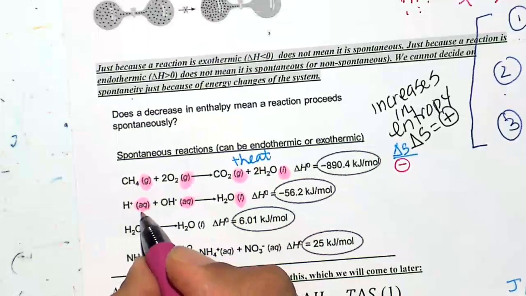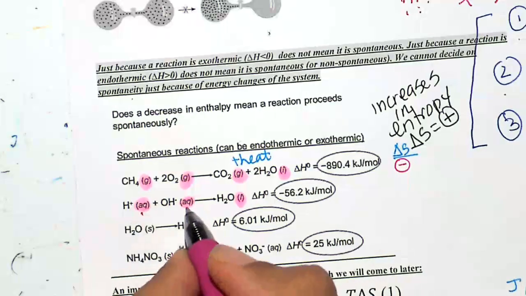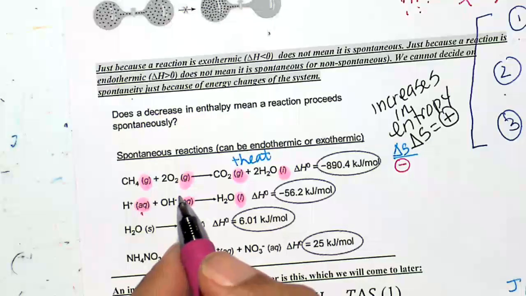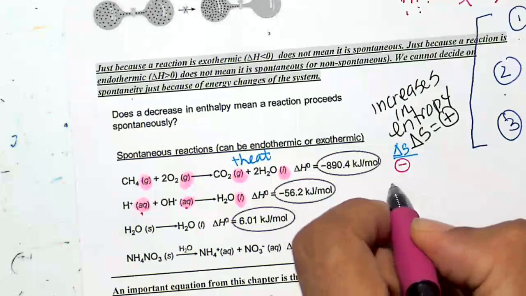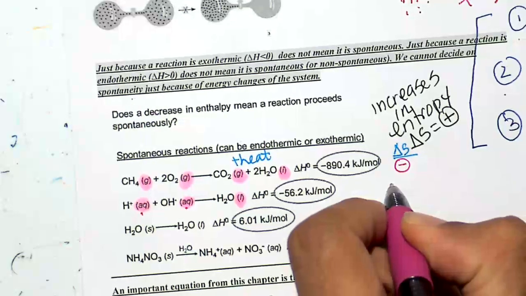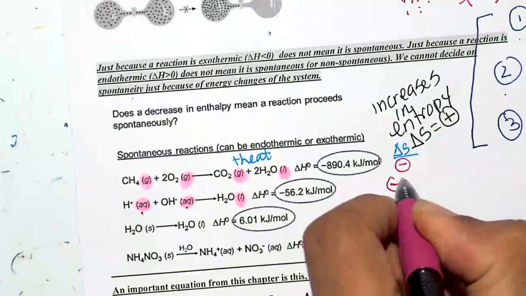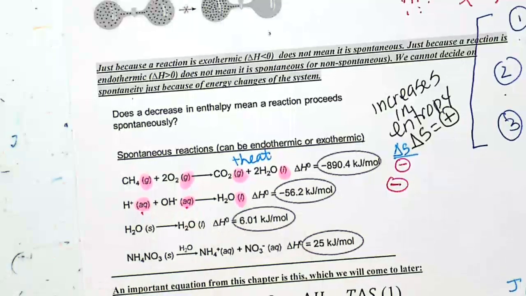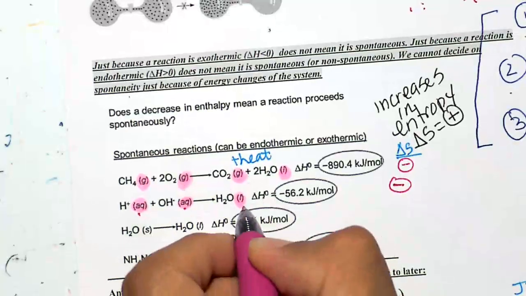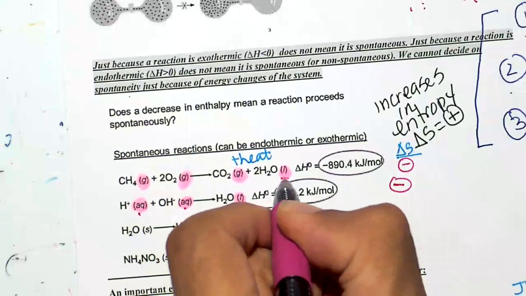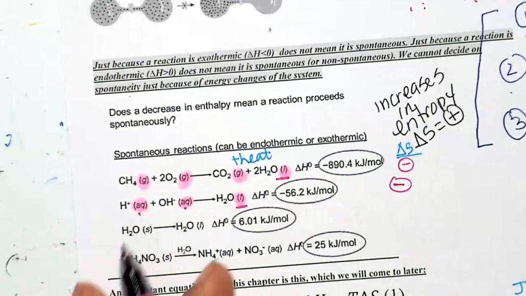Liquid is a pure substance. This is H plus dissolved in water. This is OH minus dissolved in water. What would this be, positive or negative for the change in entropy? Okay, it would be negative. You're making something more ordered. Here you're making something more ordered.